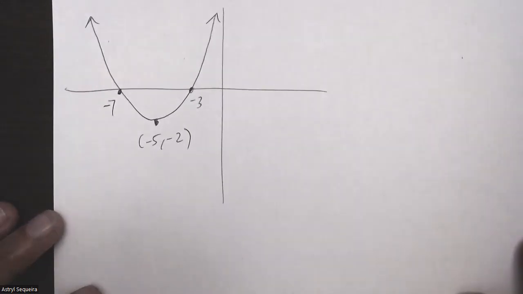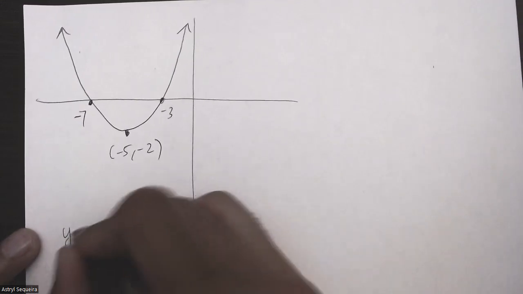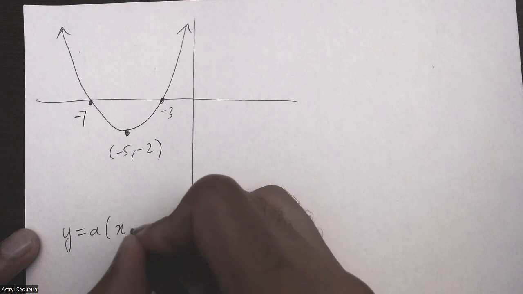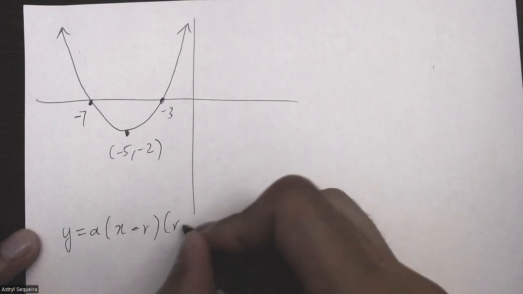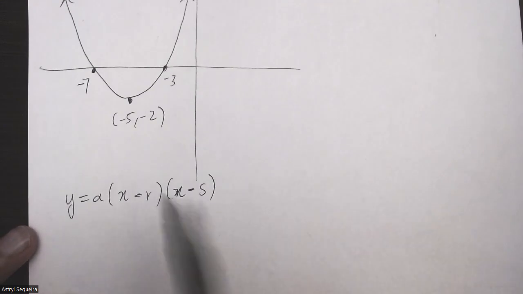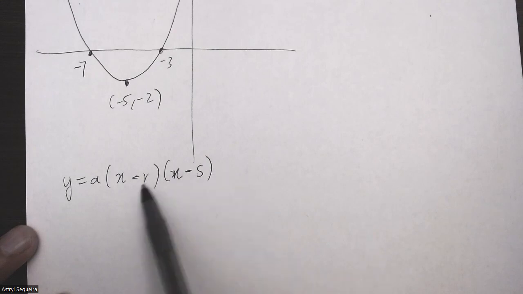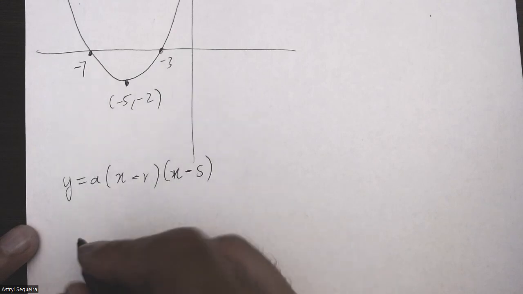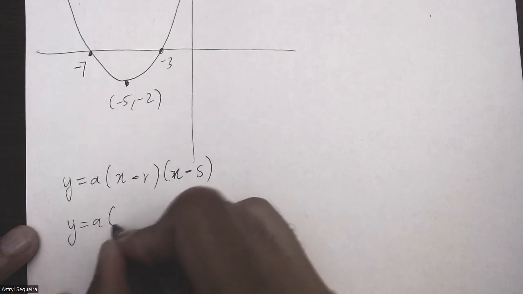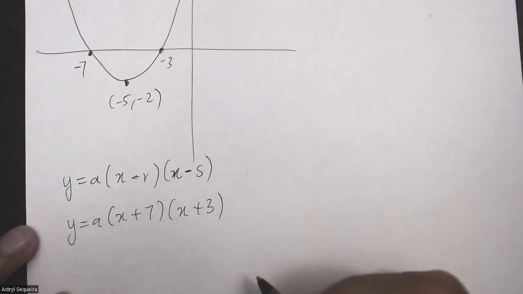So this is writing equations in factored form. They specify to do this in factored form. So our equation for factored form is y equals a(x minus r)(x minus s), where r and s are the x-intercepts. So similar idea, you want to start with subbing in your x-intercepts into this equation, which are negative 7, negative 3. So I have y equals a(x plus 7)(x plus 3).